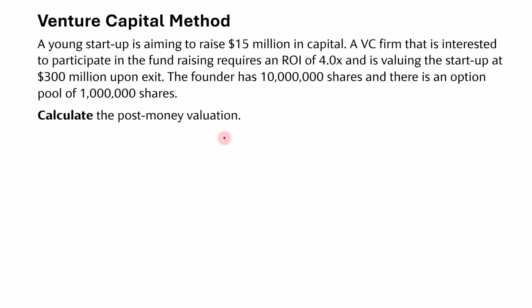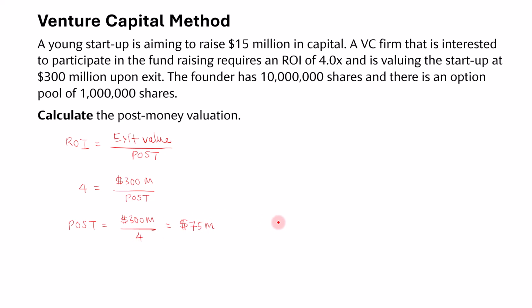So the first thing that we'll do is to calculate the post-money valuation. The formula for the post-money valuation is captured in the ROI, which is the exit value divided by the post-money valuation. So I'll just write it as post. In this case, the ROI is 4 times and the exit value is 300 million. So to get the post, you will have to take the exit value and divide it by the ROI. So that will be $75 million.